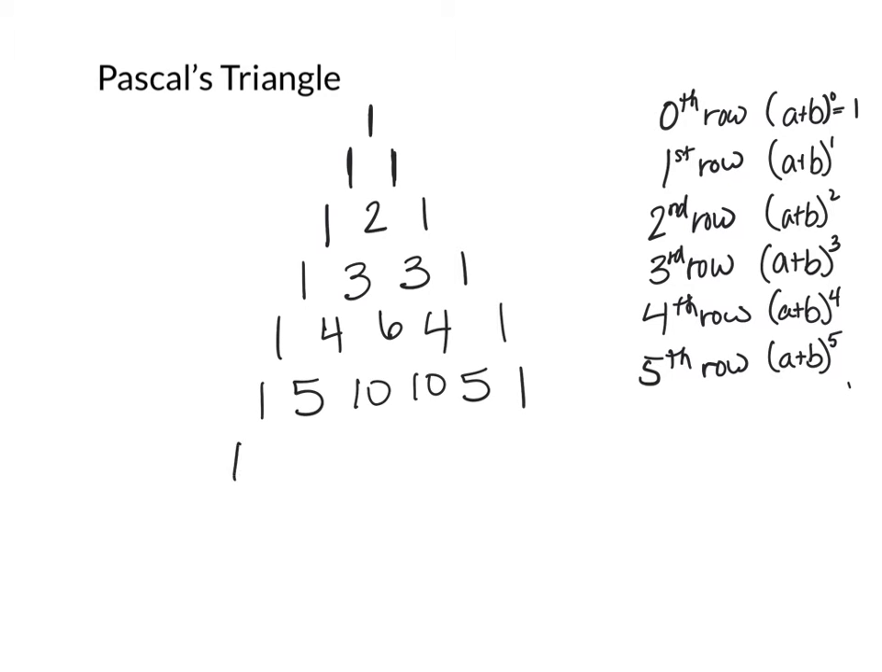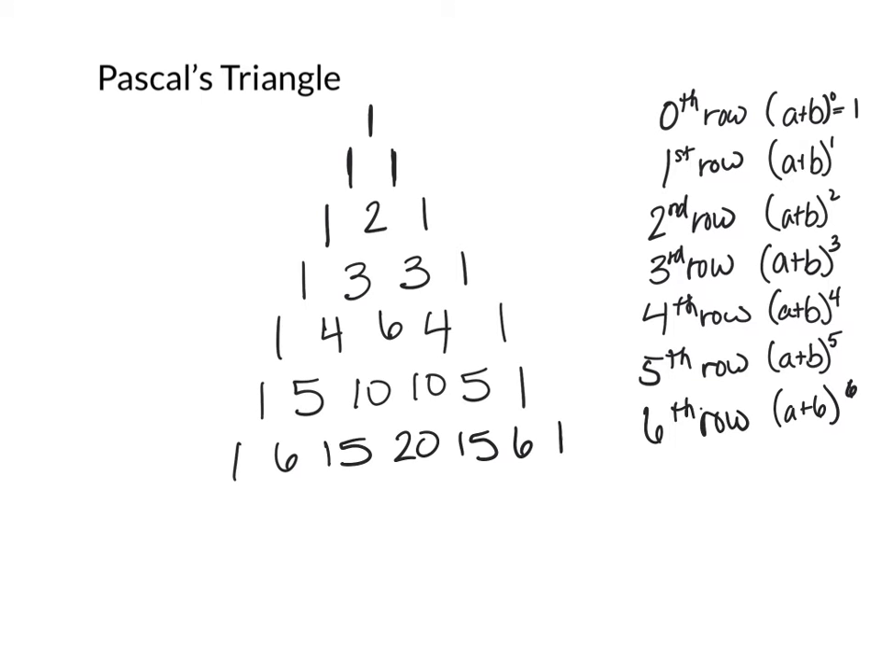We get 1. 1 plus 5 is 6. 5 plus 10 is 15. 10 plus 10 is 20. And 10 plus 5 is 15. 5 plus 1 is 6. And then 1. So that's my 6th row. And the nice thing about this is it allows us to expand these polynomials without doing all of the crazy multiplication.